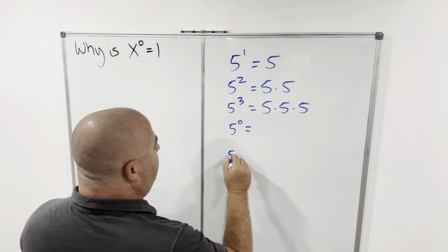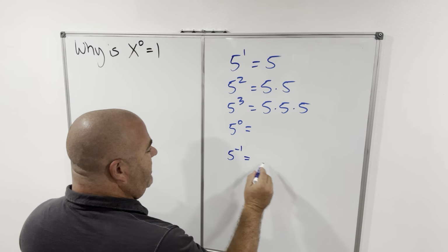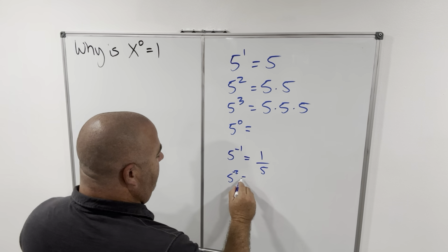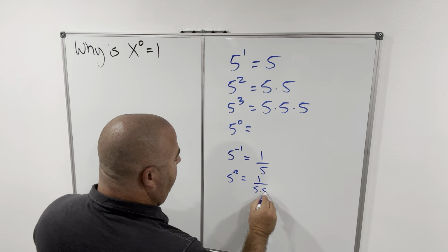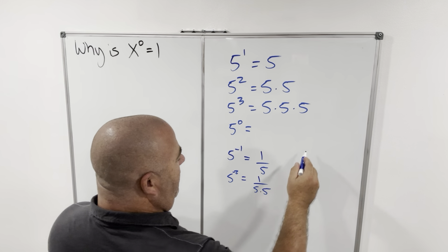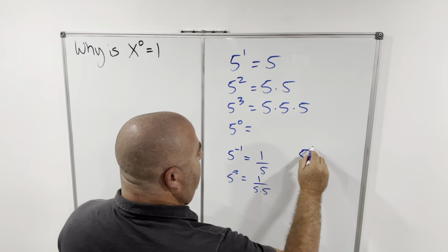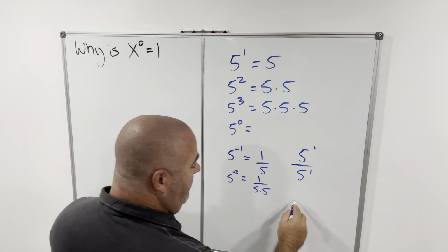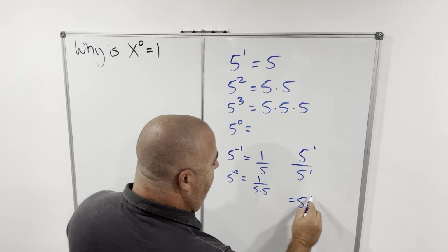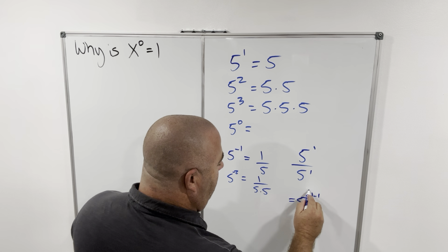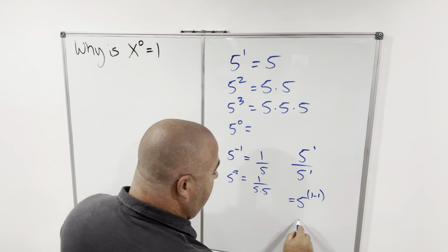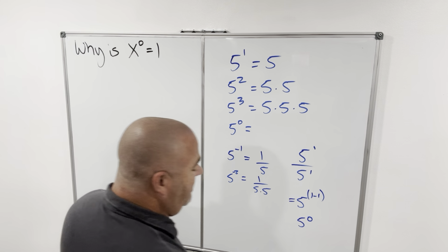Remember, if you have 5 to the negative 1 power, that's the same as saying 1 over 5, and the same with 5 to the negative 2 power is equal to 1 over 5 times 5. Well, what happens if we have 5 to the first power over 5 to the first power? That's the same thing as saying 5 to the 1 minus 1 power, because of our rules in using exponents, which is the same thing as saying 5 to the 0 power.